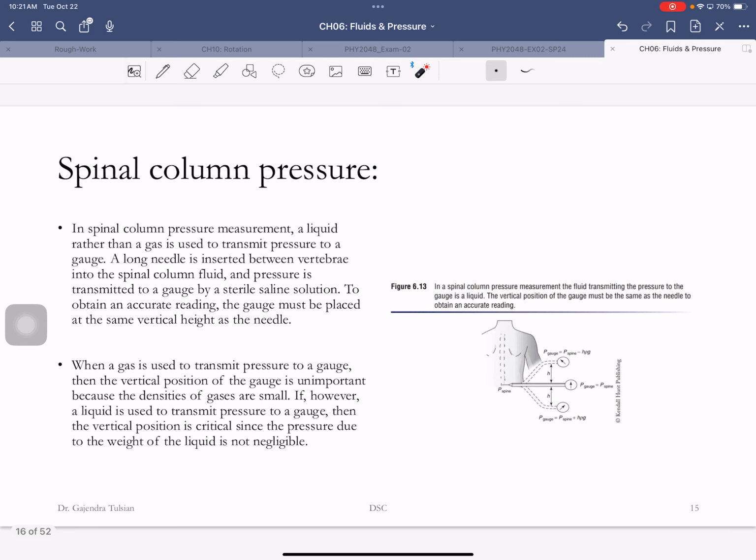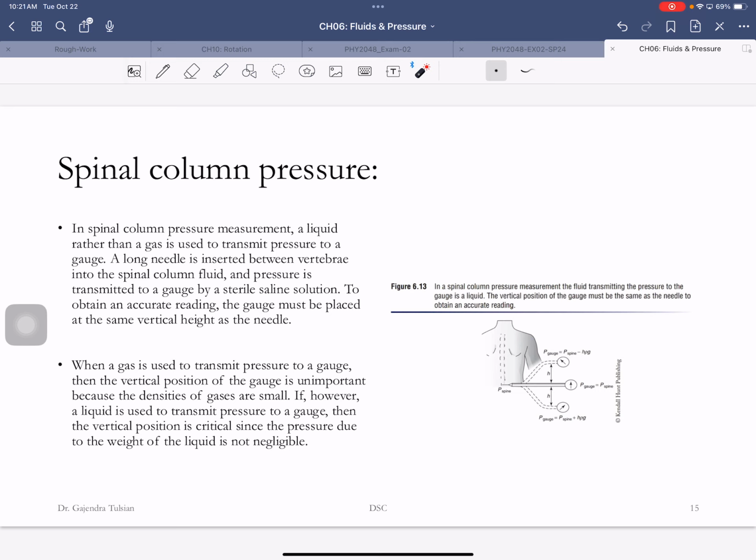But when you're doing a spinal tap, you're using a saline solution, and so the weight of the saline solution matters. If you want to measure the pressure here, the gauge has to be right at that level. If the gauge is at this level, then the weight of this height of saline will come into play. If the gauge is below, then you're getting a higher pressure reading. Here you're getting a lower pressure reading. So in the spinal tap, you have to be careful because the weight of this saline solution will matter.